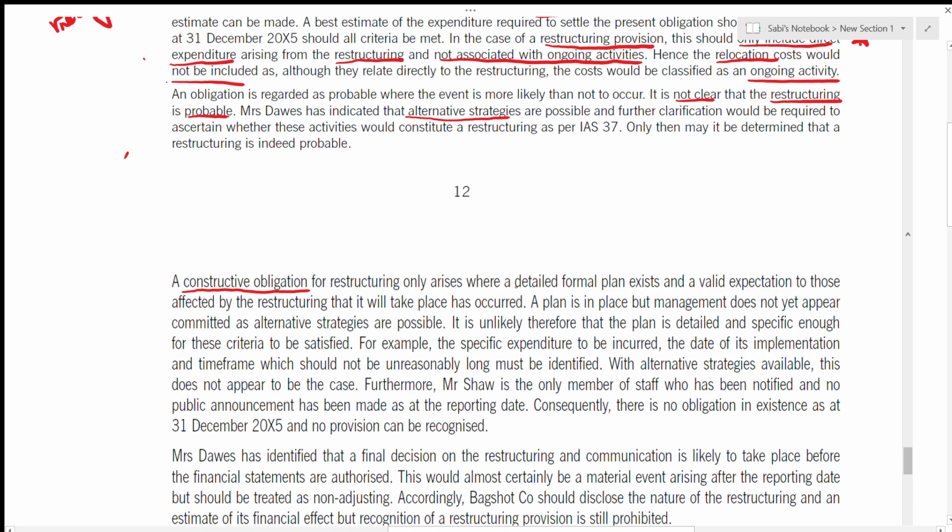One is a detailed formal plan exists. Second thing is valid expectation affected by the restructuring. It could be your employees or anyone, right, who is going to be affected by this restructuring. So these two things: one, a detailed formal plan has to exist. The other one is a valid expectation from the people affected by this restructuring. If these two things exist, then there's a constructive obligation for restructuring. If one of these things is not there, it's not a constructive obligation, right? Constructive obligation for restructuring does not exist at that time.